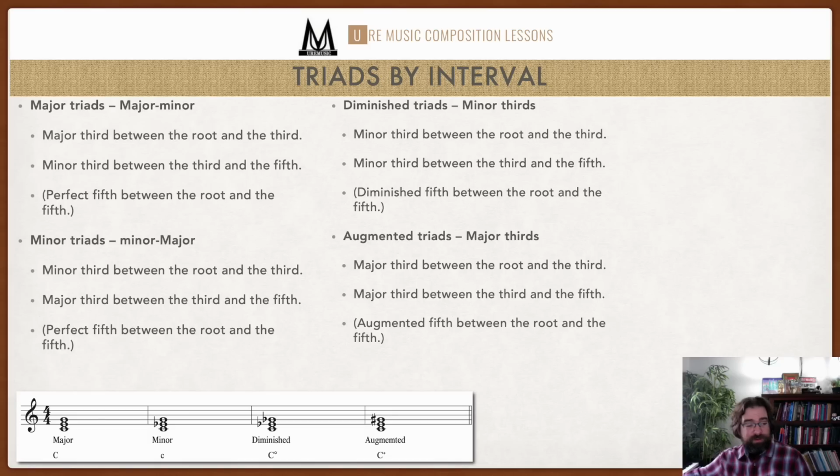So here we see an example of all the different triads laid out. Here's your C major. If you look in the lower left corner, C major. Here's your C minor. Here's your diminished. We use a little degree symbol. You'll notice next to the C it's a degree symbol. And then augmented, we use a plus sign.